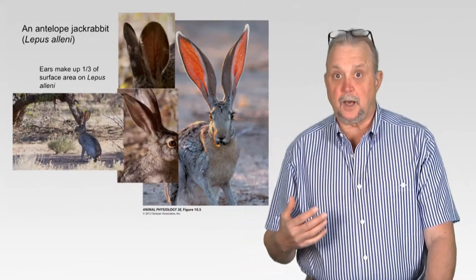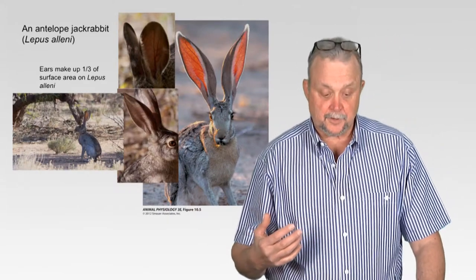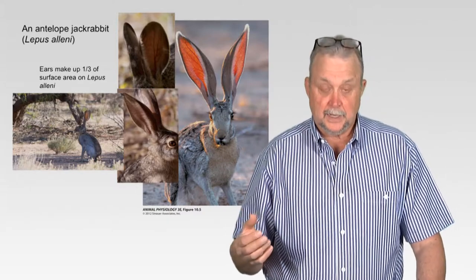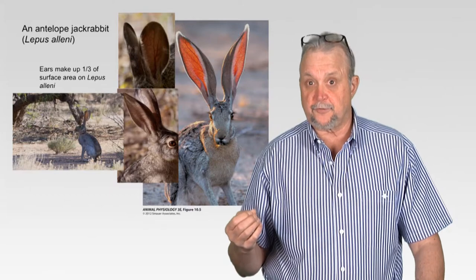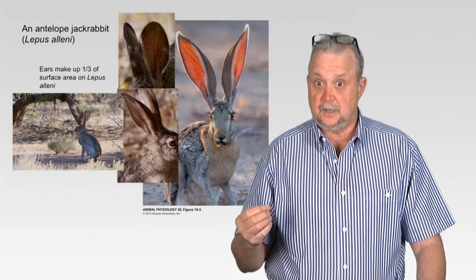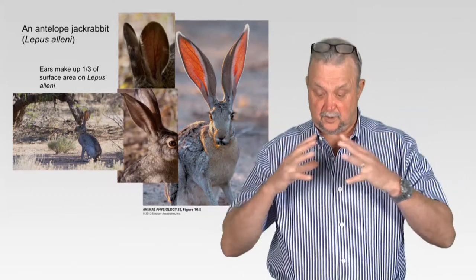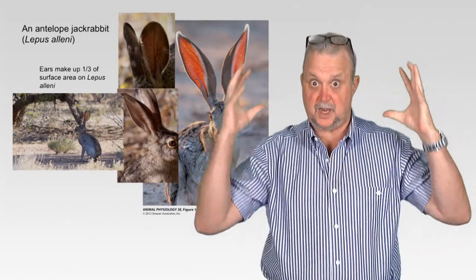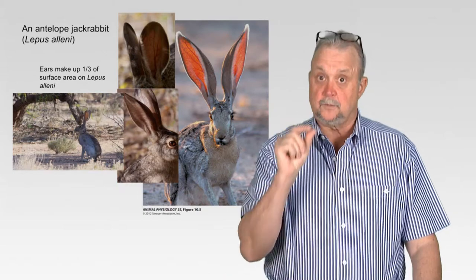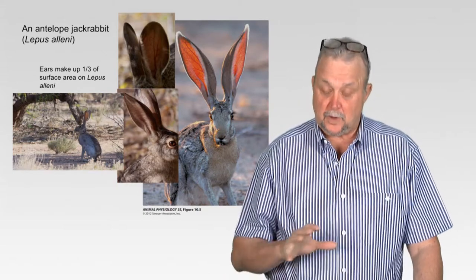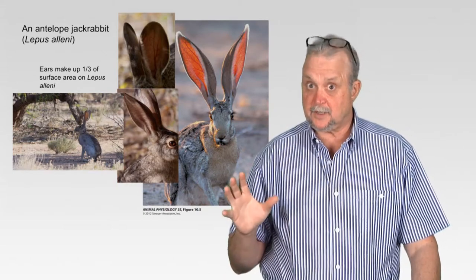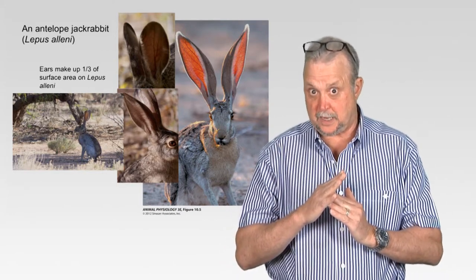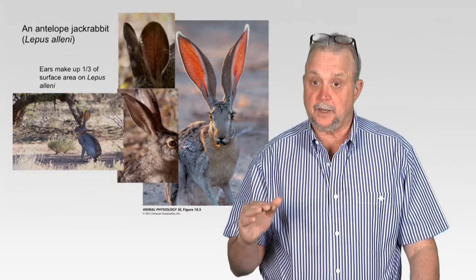Jackrabbits, which are very common here in the desert, and this is some photographs of an antelope jackrabbit, and literally one-third of the surface area of their body is in the ears. Okay, so it's like 33% of their body is in the ears, and it's very narrow. And so a rabbit is chased by a coyote, very much like the gazelle, doesn't have the ability to say, time out, I got to cool down here. It has to keep running.